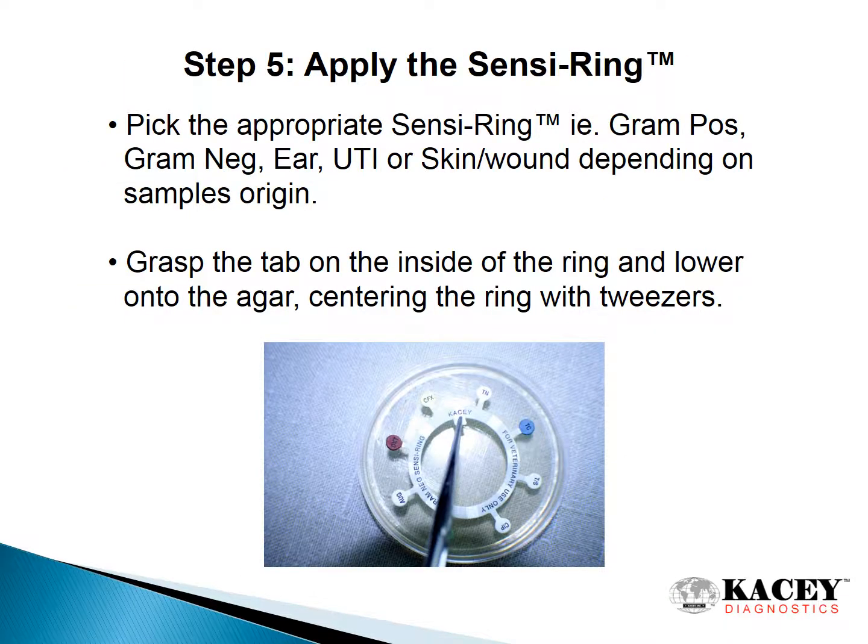Step 5. Applying the SensiRing. Pick up the appropriate SensiRing, i.e. gram-positive, gram-negative, ear, UTI, or skin wound, depending on sample's origin. Grasp the tab on the inside of the ring and lower onto the agar, centering the ring with tweezers.